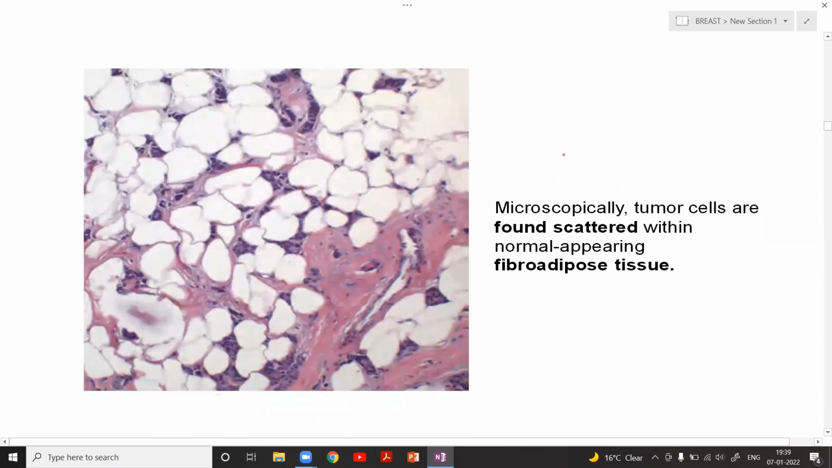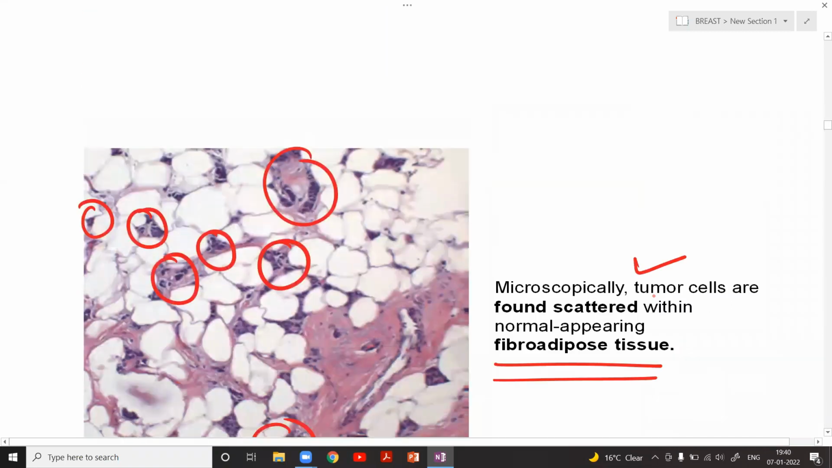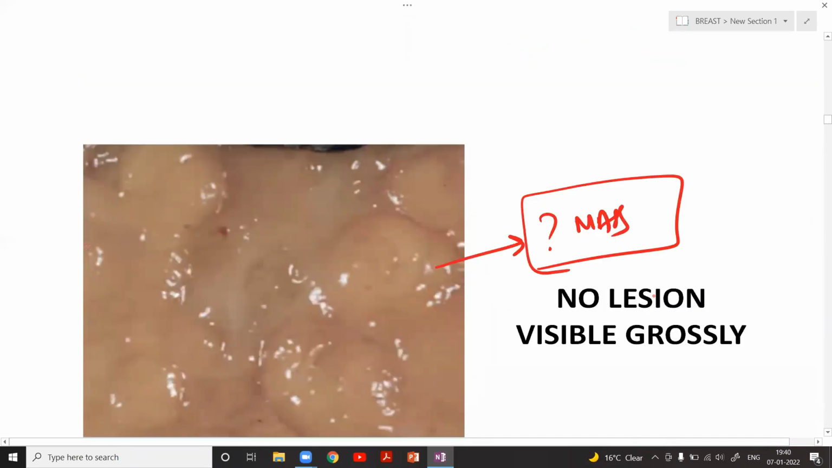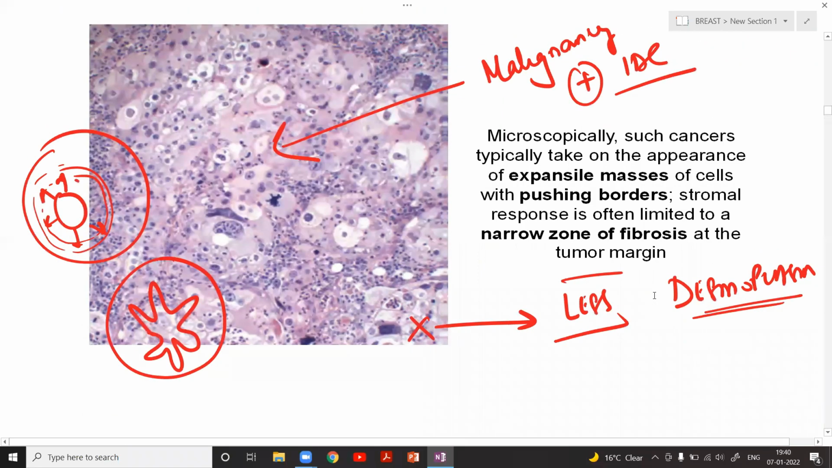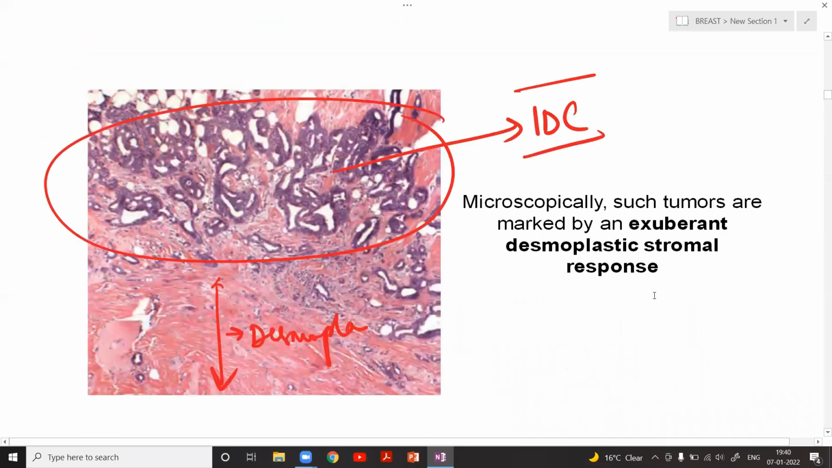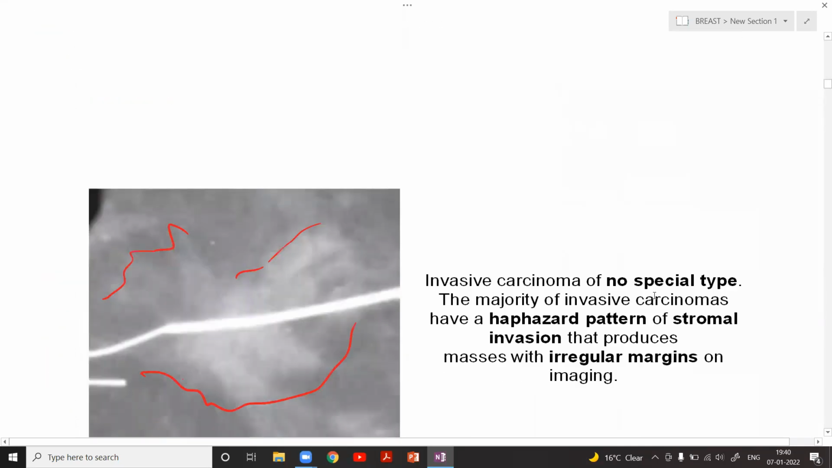In such cases, you will see that the tumor masses are hidden in between the fat. Okay, so the tumor cells are found scattered within the normal appearing fibroadipose tissue. So I have just mentioned over here that breast carcinoma can present in many ways. In some cases, there will be no desmoplastic reaction. In some cases, it might mimic a benign tumor with a well circumscribed mass and less desmoplastic stroma. And in the most common variety, as you can see, they can present with desmoplasia with IDC cells, which is the most common type of breast carcinoma that we encounter in day-to-day life.